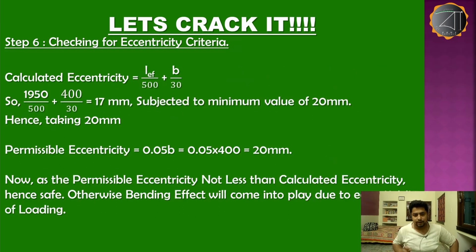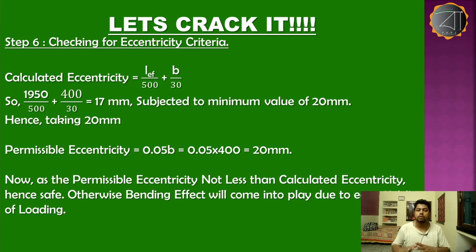Step 6, we have to check the eccentricity criteria, right. Calculated eccentricity equals L effective divided by 500 plus B by 30 on one side, and on the other side it will be D by 30. It depends upon which side you are considering. So, it is coming as 17 mm, subject to a minimum value of 20 mm as per IS 456. Hence, we have to take the 20 mm value. Permissible eccentricity as per IS 456 is 0.05 B, equals 0.05 multiplied by 400, which is 20 mm.